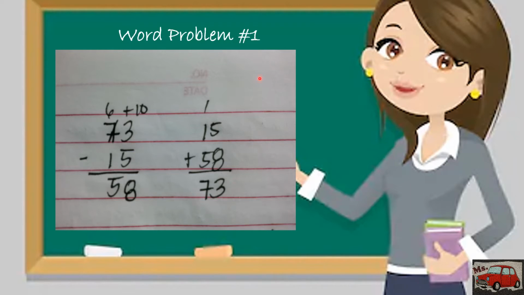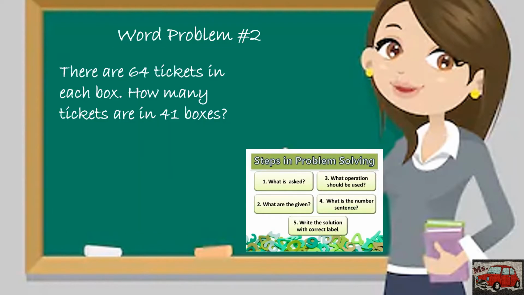Okay? Word problem number 2. There are 64 tickets in each box. How many tickets are in 41 boxes? So let's use these steps. So we have first what is asked. So ito hanapin natin how many tickets are in 41 boxes. What are the given? So first we have 64 tickets in each box and 41 boxes.